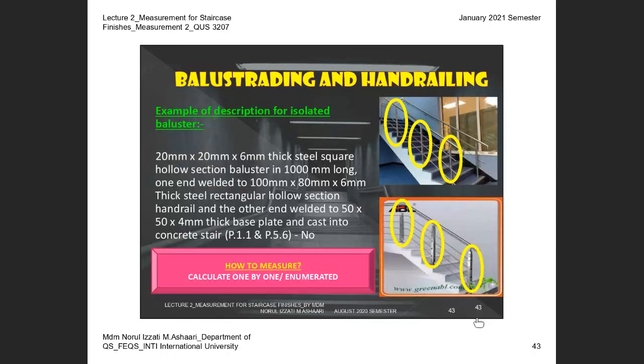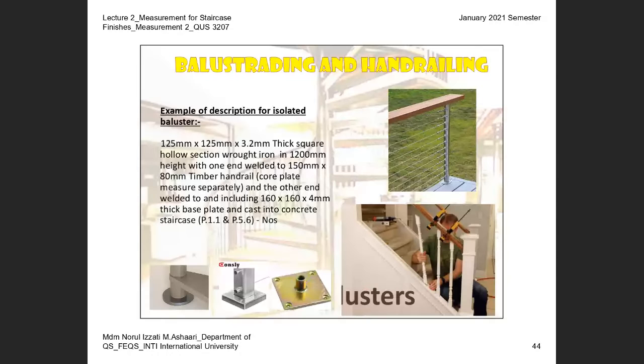Isolated baluster, this is under P.5.6. This is a bit longer because you have to measure in number. How do you identify the isolated baluster? Isolated baluster is different from vertical baluster. It is something different from the others that is normally installed directly to the concrete staircase. You can see the example here, the size, and then how the installation is. Look at this: one end is welded to the handrail, another end is welded to the base plate. So this is the base plate, this is the connection to the handrail.